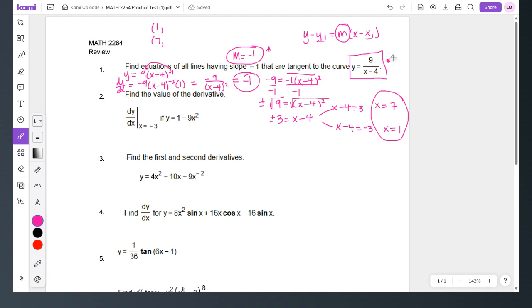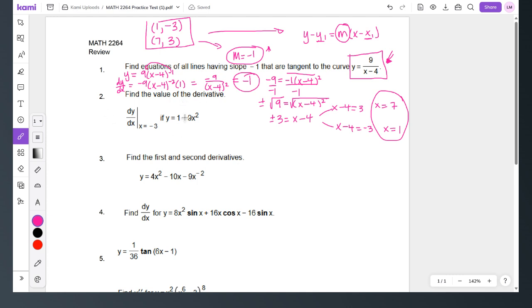So I go back to my original equation and plug in x and find y. So 9 over 1 minus 4 would be 9 over -3, and that's -3. And then 9 over 7 minus 4 is 9 over 3, and that's +3. So now I use point slope. So I have 2 points and I have slope, so I'm going to write two different equations. All right, so that's how you do that one.